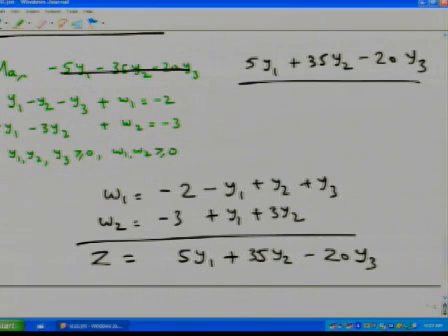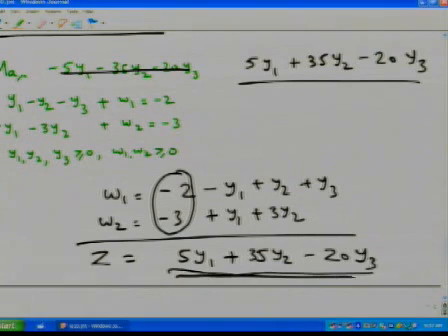So, to apply the primal simplex method, I want these quantities to be non-negative. To apply the dual simplex method, I want these to be non-positive. If either one of them is true, we can apply the appropriate method. Here, neither one is true.